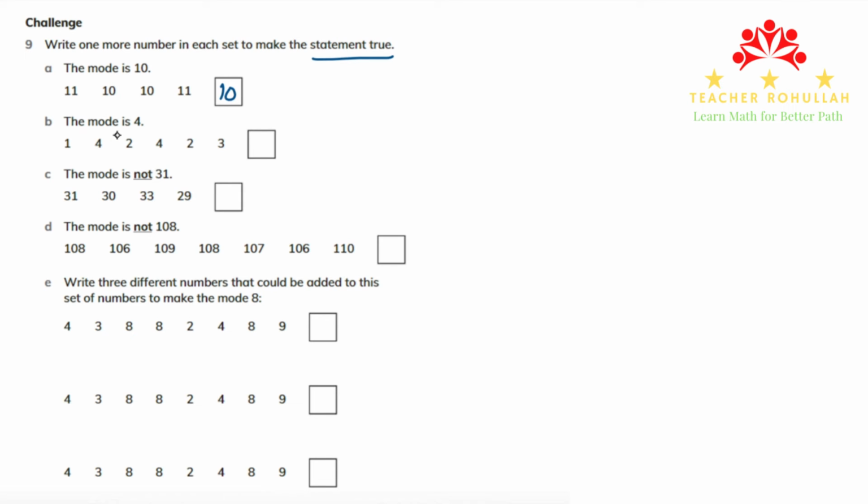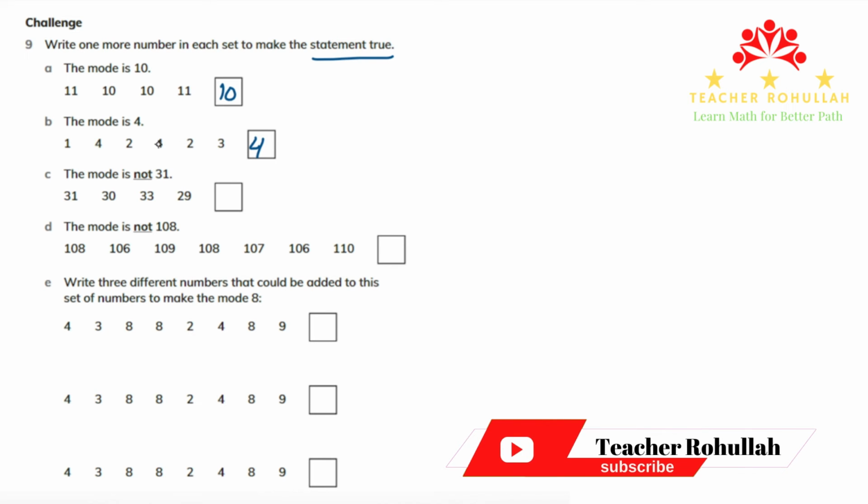Part B says the mode is 4. So we have 1, 4, 2, 4, 2, 3. If we put 4 here, we will have the mode of 4. Why? Because we have 2 4s and 2 2s. If we put one more 4 here, we will have 3 4s, which makes the 4 the mode of this dataset.